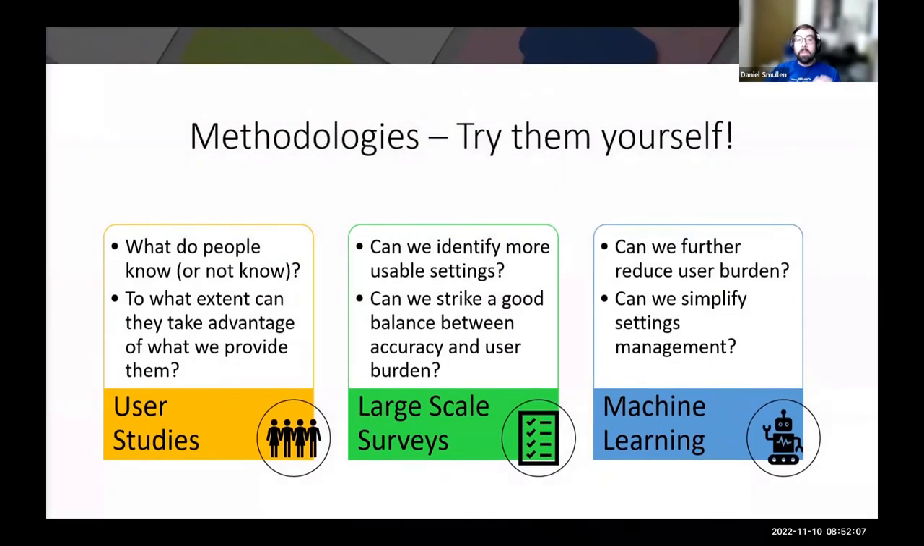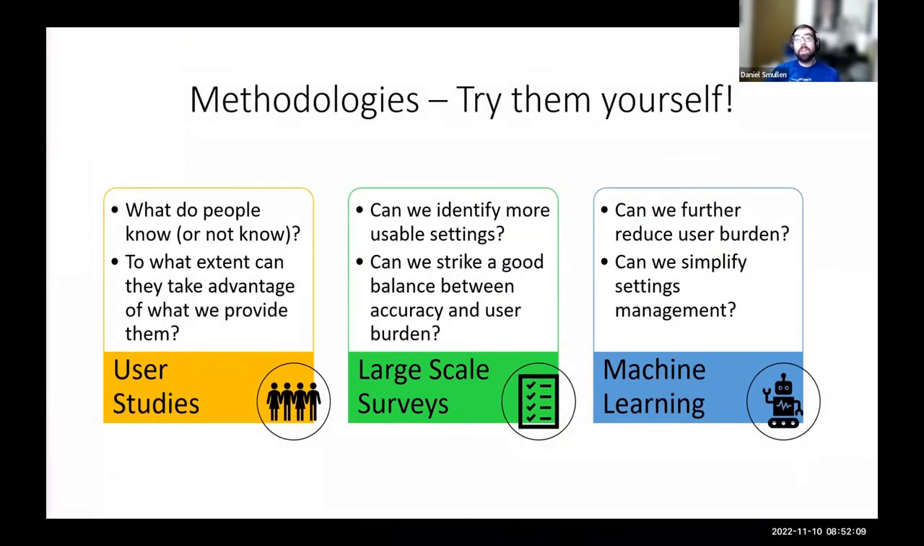So for the researchers, or those who are research curious in this room, these are the methodologies that underlie what I do. There are user studies, like the contextual interview, which is a good example, because we want to probe what people know and what they don't know, and to what extent they can actually take advantage of what we're giving them. Does it work? Does it not work? Do they understand? Do they not? Then from there, you can start to introduce quantitative methodologies.